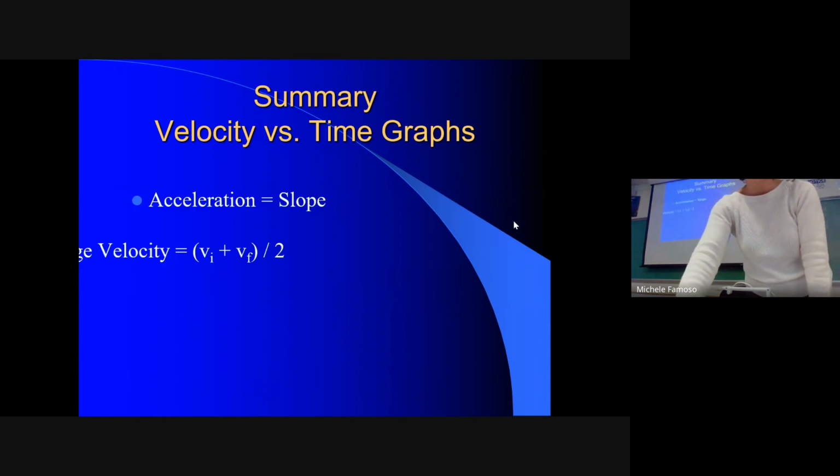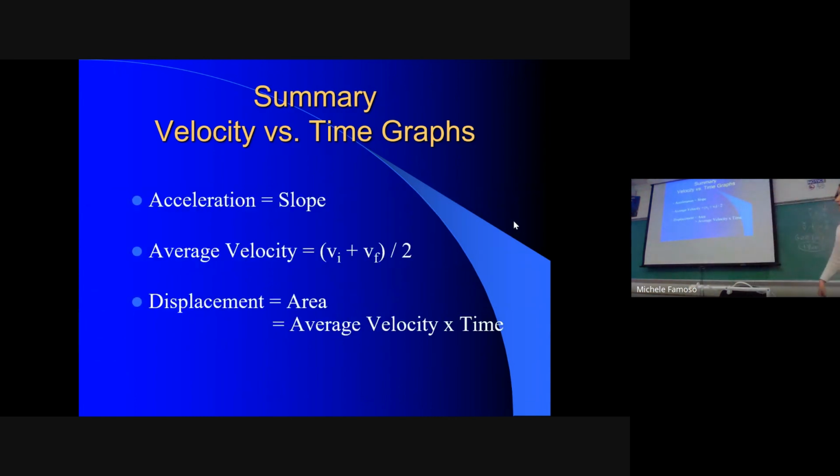Oh, I have a summary here. How do you get acceleration? Find the slope. How do you get an average velocity? Add them up, divide by 2. Add your 2 y coordinates, divide by 2. How do you get the displacement? You either find the area or you take the average velocity and multiply by time using this equation from your reference table. Okay? All right, now we'll go to the packet. Page 17.